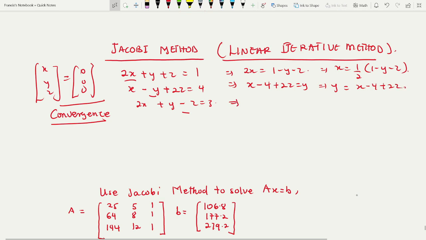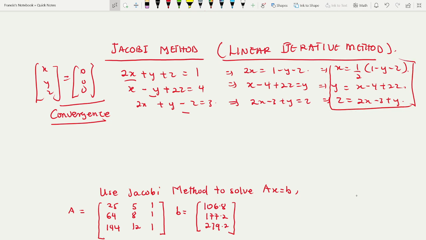Then in the third equation, I will simply make z the subject. Making z the subject, I get 2x minus 3 plus y equals z. So therefore my z is equal to 2x minus 3 plus y. Having made all the unknowns the subjects, the next thing to do is to put in my initial guess.